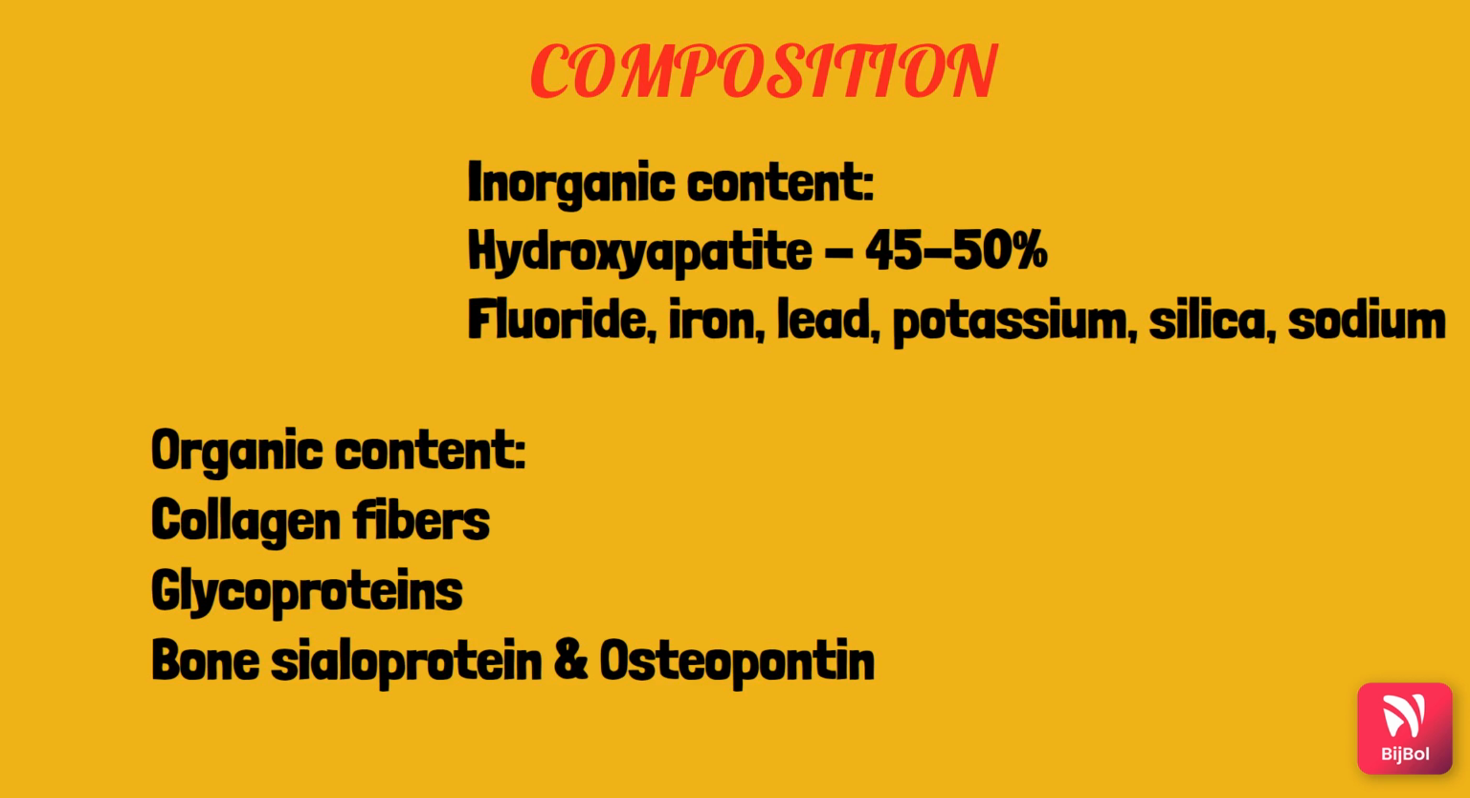The cementum has the highest fluoride component when compared to the other structures, whereas the organic component includes the collagen fibers and glycoproteins. Mainly type 1 and type 3 collagen are seen in the cementum. And there are some proteins called bone sialoprotein and osteopontin, which are non-collagenous proteins. So the organic component includes the collagen fibers as well as the non-collagenous proteins.